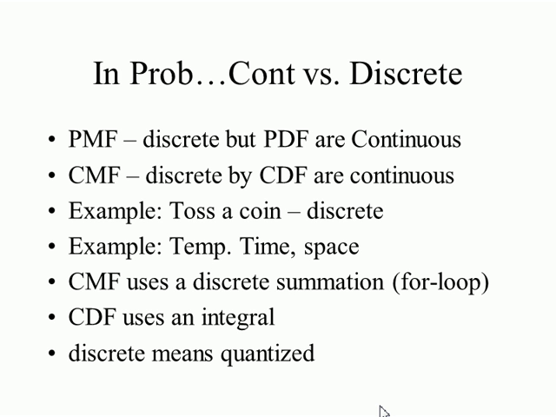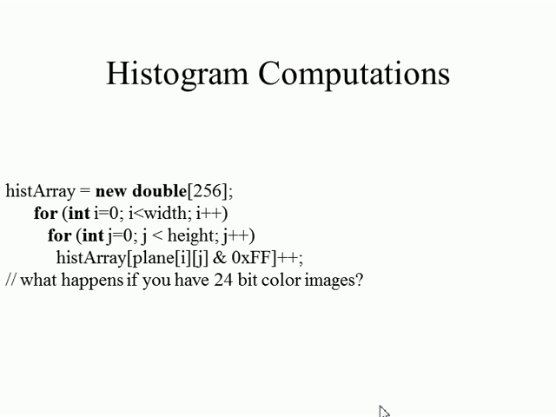Temperature, that's a continuous variable, right? Time, that's a continuous variable. Space is a continuous variable. If I want to do a cumulative mass function and do the computation, I do a for loop and do a summation. If I'm doing this with a cumulative distribution function, it's time for integration. So it's the difference between a summation and an integral. Mathematically, very similar. And so here we go.